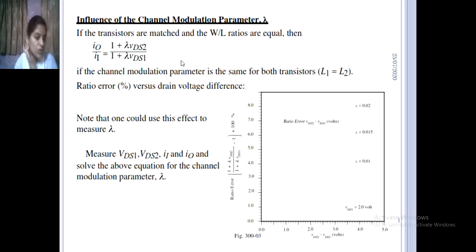So with VDS1, VDS2, I1 and I0, if you solve the above equation for the channel modulation parameter, you will get this ratio error times 100%, the percentage we are going to calculate, and this is VDS2 minus VDS1. So you will get the various values of this lambda.